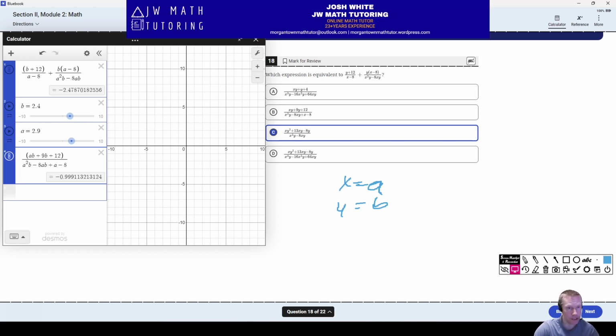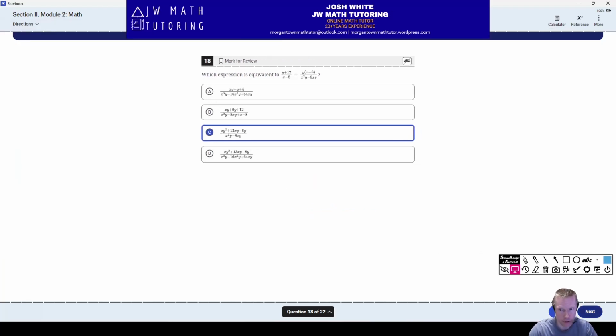So this is how you could do it in Desmos. Again, it does take some time to go through each answer choice and type in all the expressions, and remember to replace x with a and y with b, or whatever letters you pick. But it is an alternate solution method that you could use.